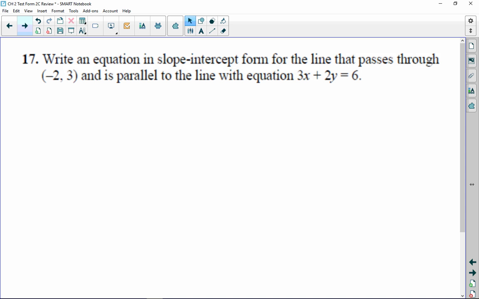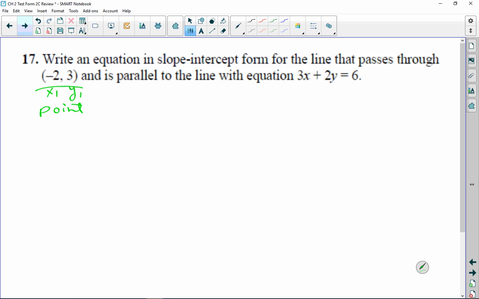Okay, so write an equation in slope-intercept form. Does that look very similar to what we just did? For a line that passes through this point, which is going to be x of 1 and y of 1. Okay, that's my point. So which form do you think I'm going to start with? The point-slope form, right? Y minus y of 1.